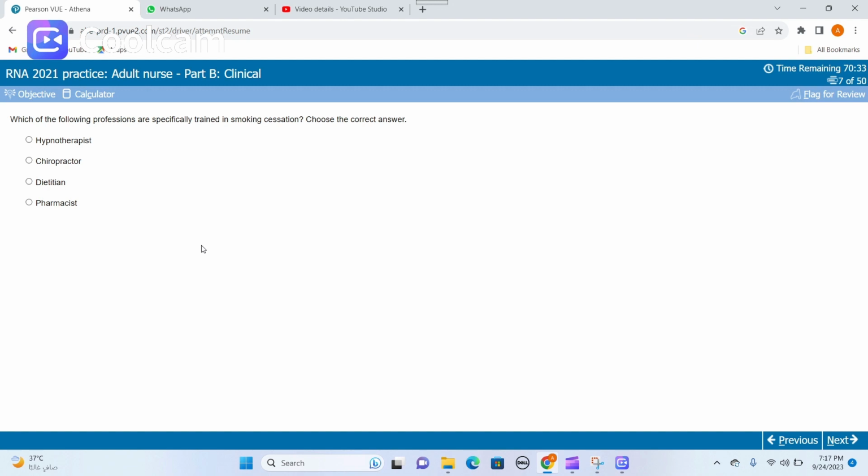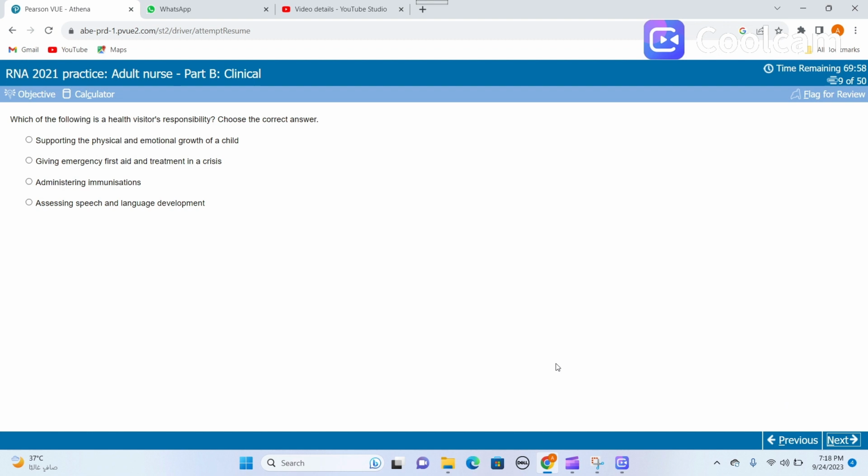Which of the following professions are specially trained for smoking cessation? Hypnotherapist, chiropractor, dietitian, pharmacist. Pharmacists are usually trained in smoking cessation. Which of the following diseases is notifiable to Public Health England? Usually for Public Health England, we need to inform about mumps. Mumps is a disease which we need to notify immediately to Public Health England.